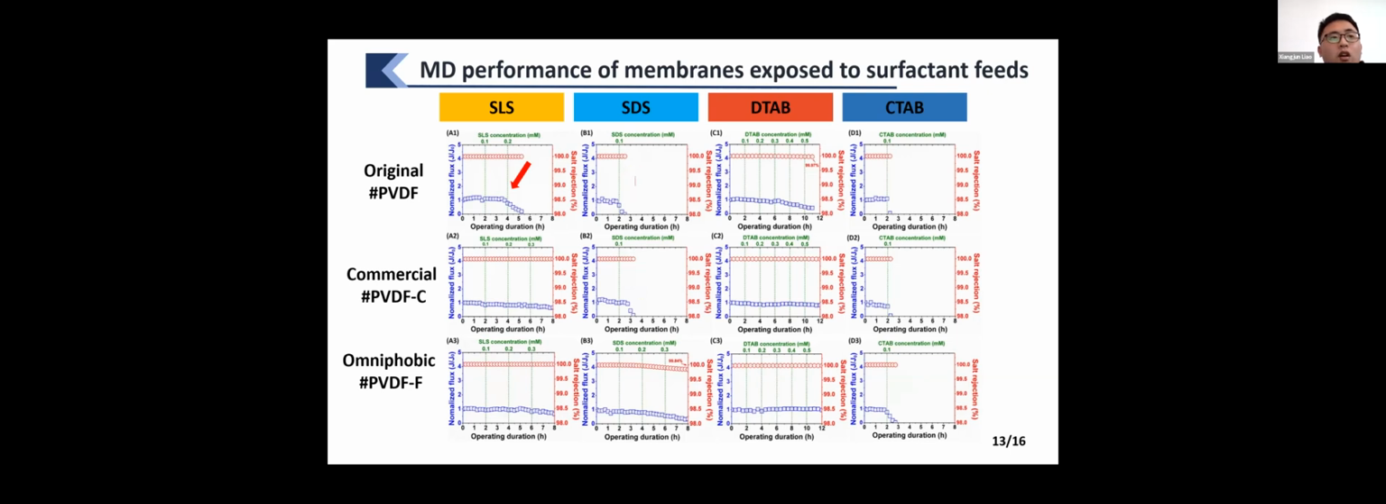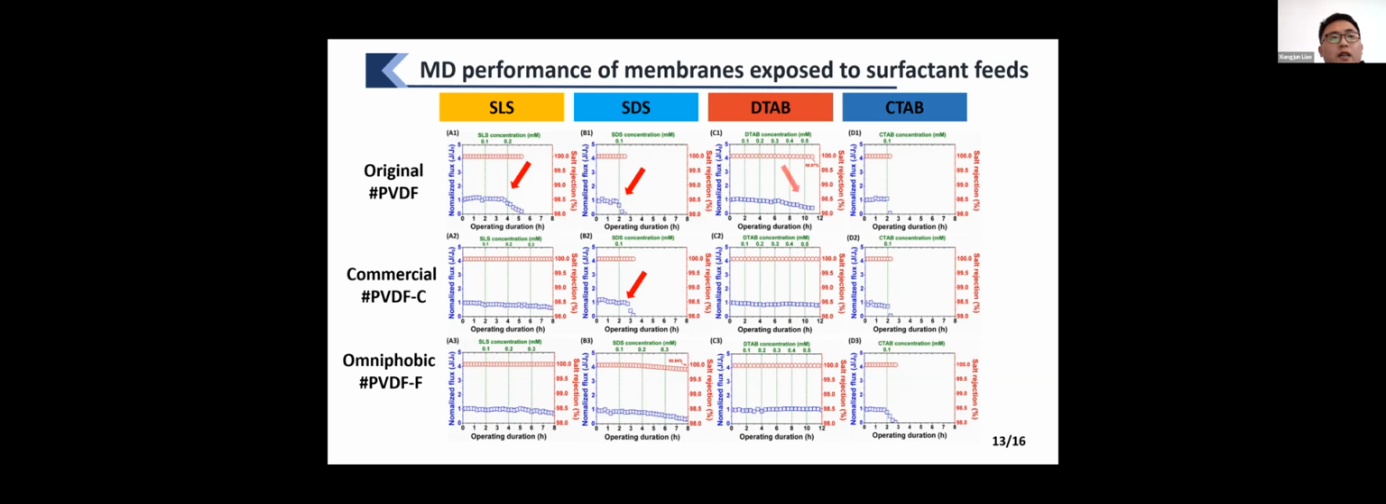For SDS, the original and the commercial membrane were wetted quickly, and the normalized flux of the omniphobic membrane slowly decreased. Obviously, these two surfactants have different wetting behaviors.